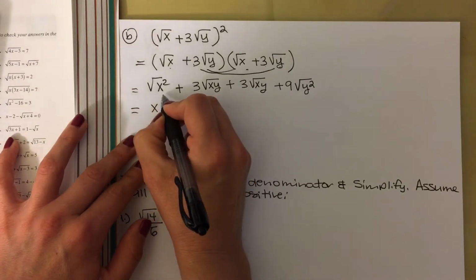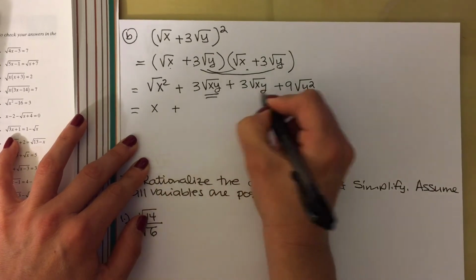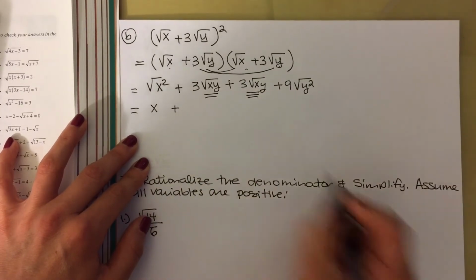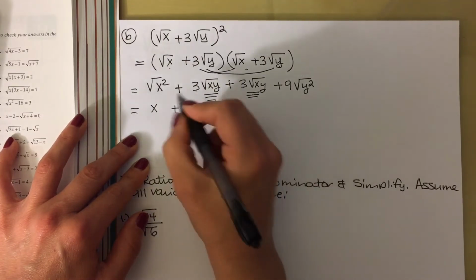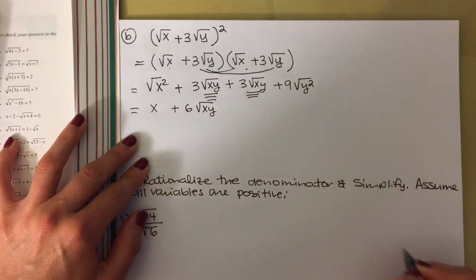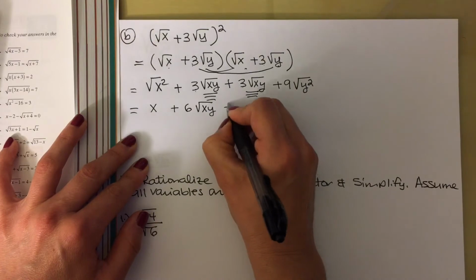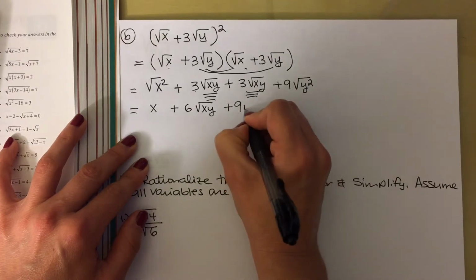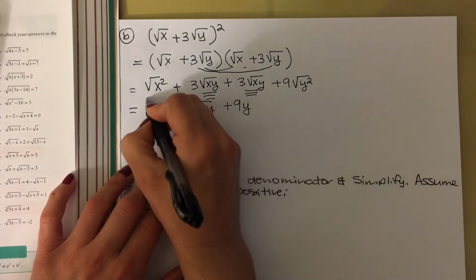I know x is positive, so we just write x, plus we have 2 like radicals. Remember, you only add the numbers in front. 3 plus 3, that's 6. Bring down the radical. Then we have plus 9y. And that is our final answer.